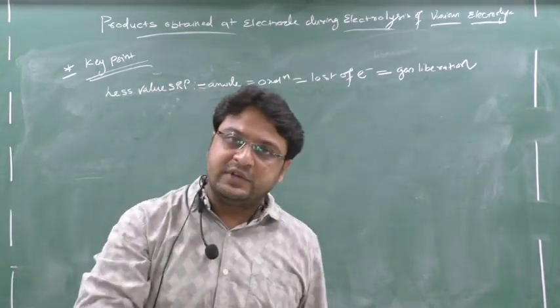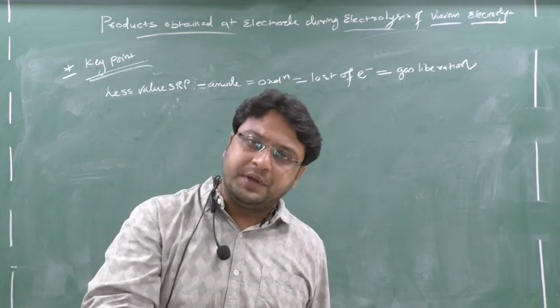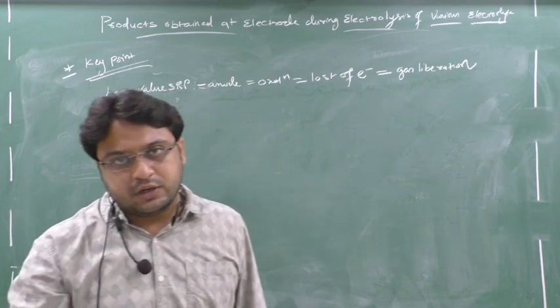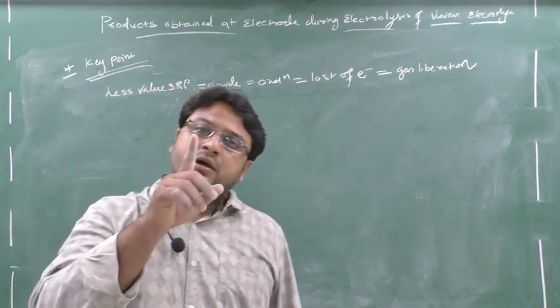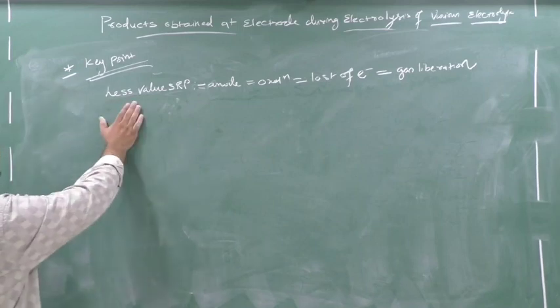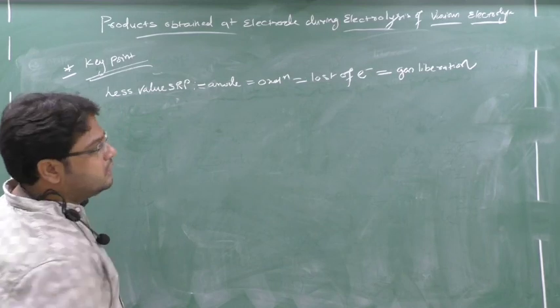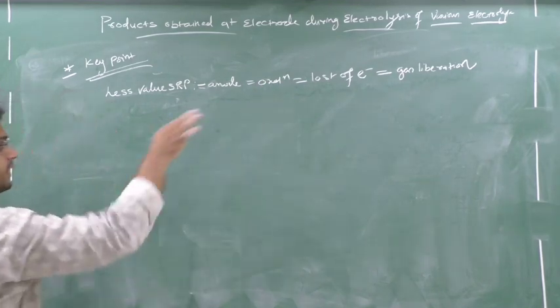I will do each and every problem with SRP only. In certain books they have written SOP, but convert into SRP and solve the problem. And you know the relation, SOP and SRP have equal value but opposite in sign. Lesser the value of SRP, it acts as anode: oxidation occurs, loss of electron, gas liberation except hydrogen.